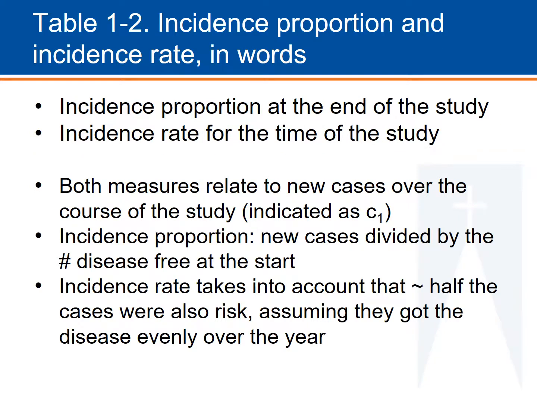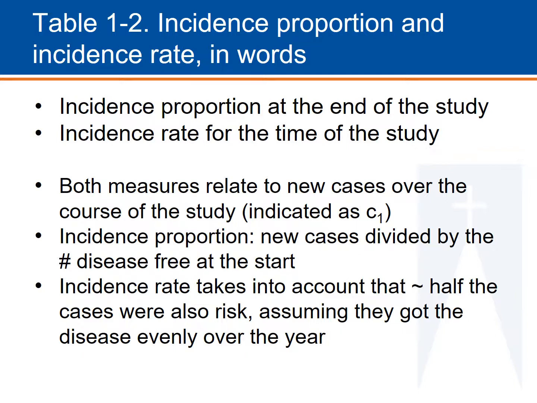The first two measures given are incidence proportion and incidence rate. The difference between these is that the first measure, the proportion, is just the number of the new cases divided by all those at risk. In other words, they didn't already have the disease at the start of the time period.